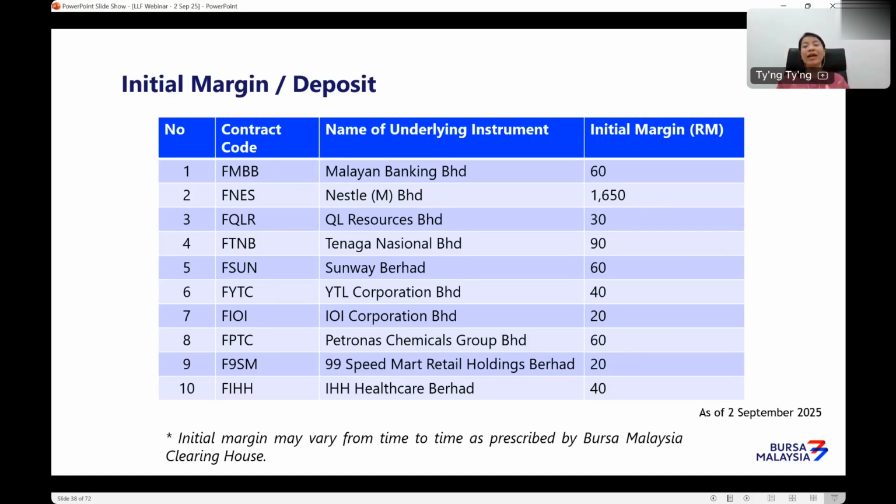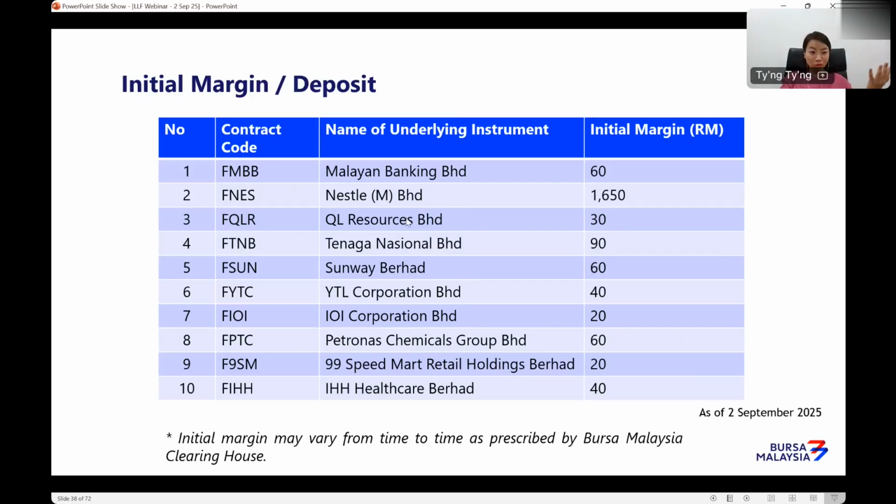So this is the concept. It doesn't matter what price currently this stock is trading. You just need to pay the initial margin. So you pay the deposit, then you can own the stocks. So these are all the examples, like QL Resources. Currently, the initial margin is only 30 ringgit Malaysia.